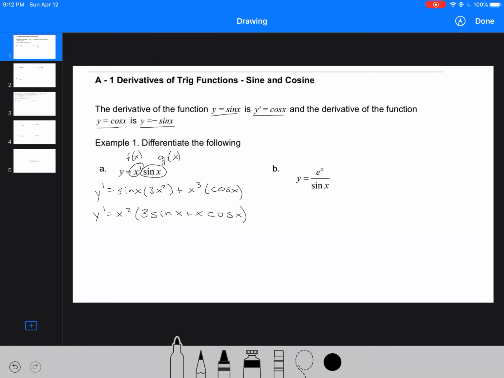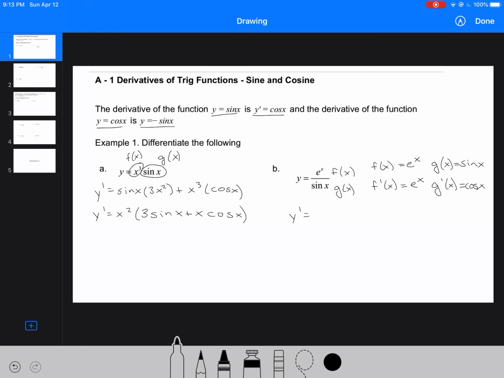Now, the next one that we're going to look at is y equals e to the x over sine x. So here we actually have the quotient rule. And just for fun, we'll do the long version of the quotient rule, and I'm going to write it out here. So we've got f of x is just e to the x. F prime of x is also e to the x. Then we've got g of x is sine x, and g prime is going to be cos x.